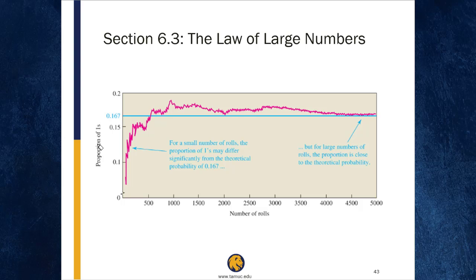So for instance, here's a chart which shows how many ones were rolled on a six-sided die. It shows us the proportion or the percentage of ones, starting out with a really low proportion of ones, but then over time, if we keep count of how many ones have been rolled, it starts to get closer and closer to what we expect the theoretical probability to be, about 0.167. So for a small number of rolls, the proportion of ones may differ significantly from the theoretical probability. But for large numbers of rolls, the proportion will be closer to the theoretical probability. That's what the law of large numbers is telling us.